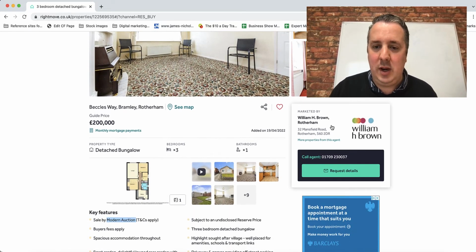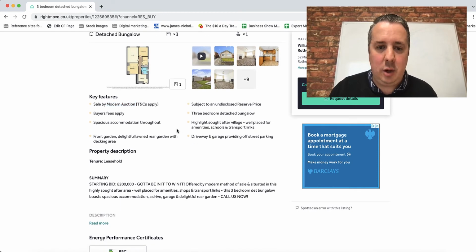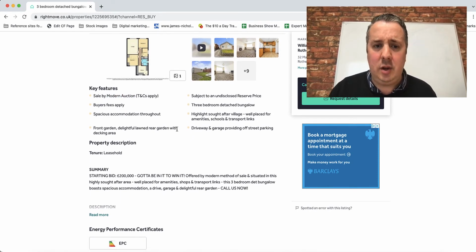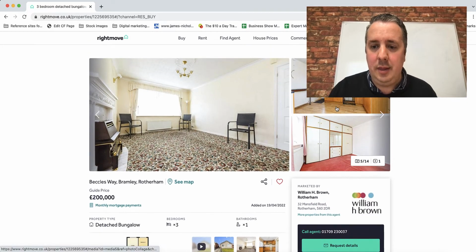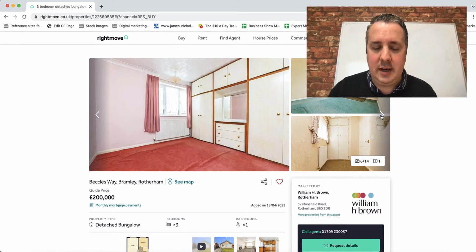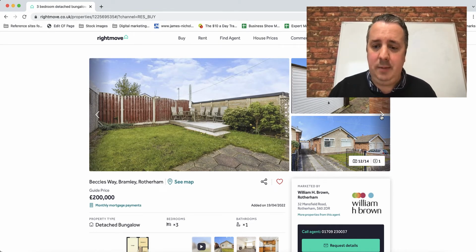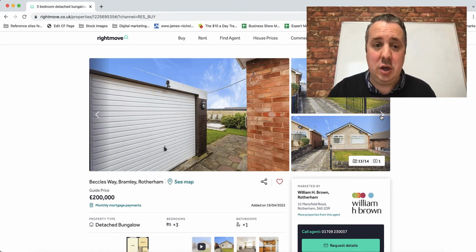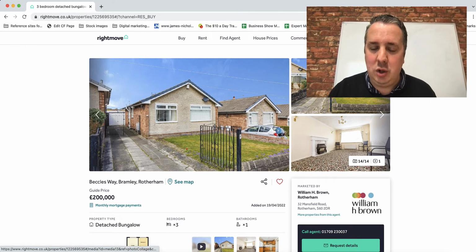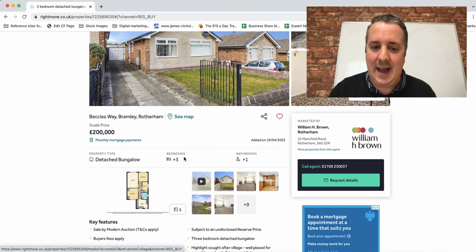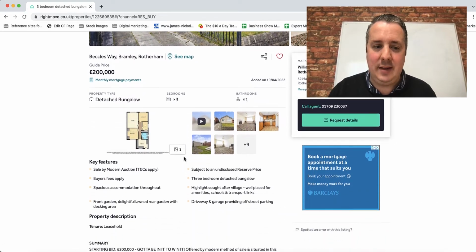So this one here is with William H. Brown up in Rotherham, and so there'll be certain things that you need to do. If you wanted to have a look at this property here, which looks like it obviously needs renovation, so it could be a good investment, you'll need to register with William H. Brown. You'll need to give them ID and proof of address, right, which you would do in a normal auction. You might also have to show them proof of funds as well. That's not uncommon, just to make sure that they've got all your details and that you're someone that really can bid. They don't want people wasting their time, right?